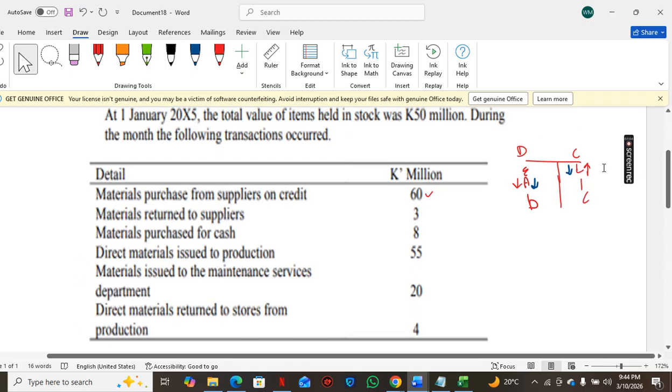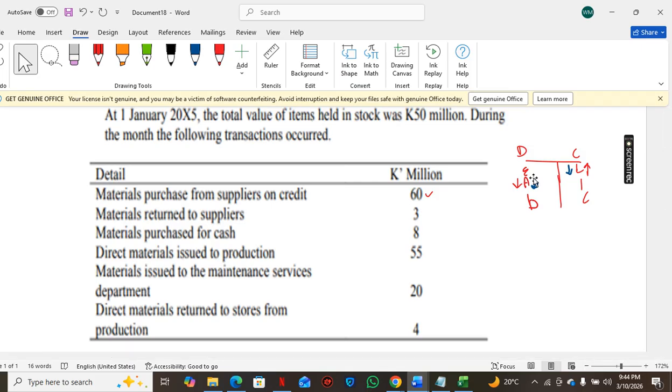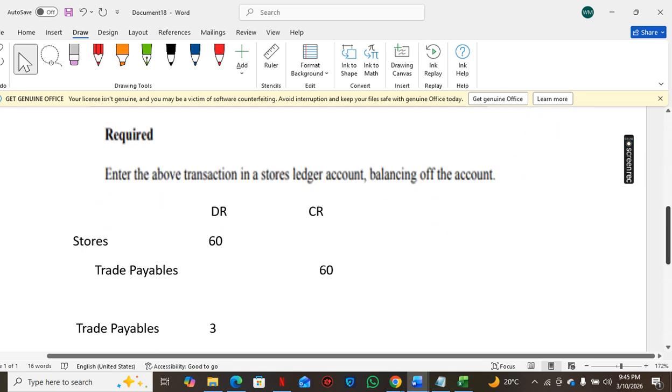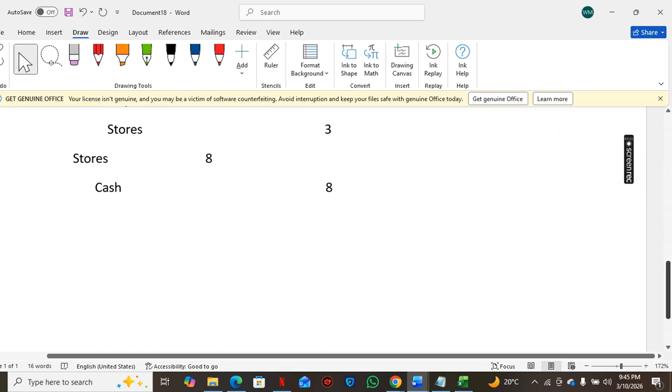Okay. So since they're leaving stores, which is an asset account, a reduction in an asset, you credit stores. Then they're going to work in progress, which is also an asset account. Increase in an asset account, you debit. Okay. So you debit work in progress.